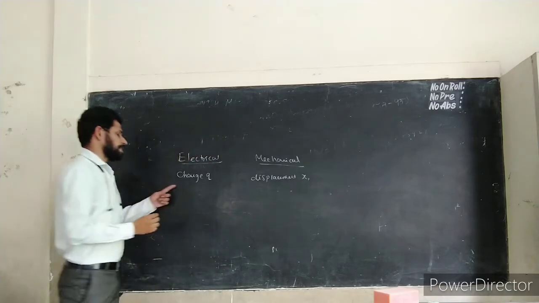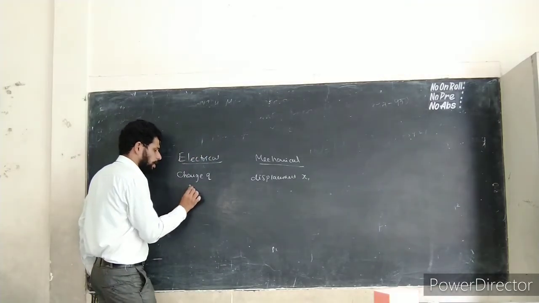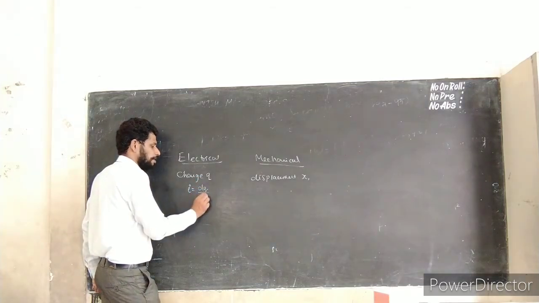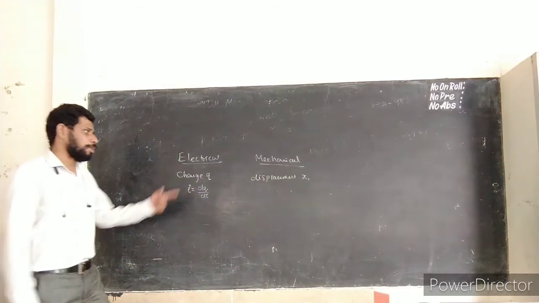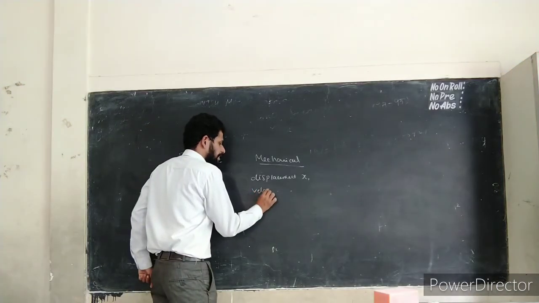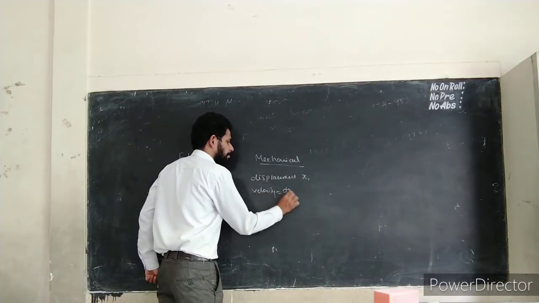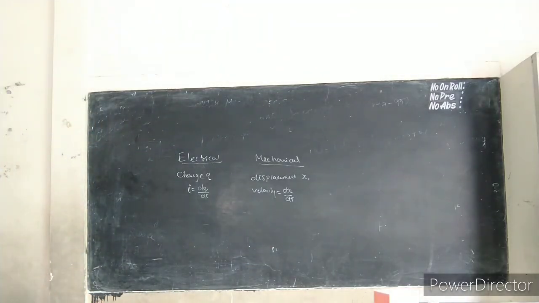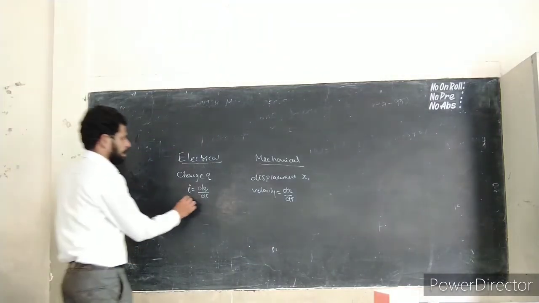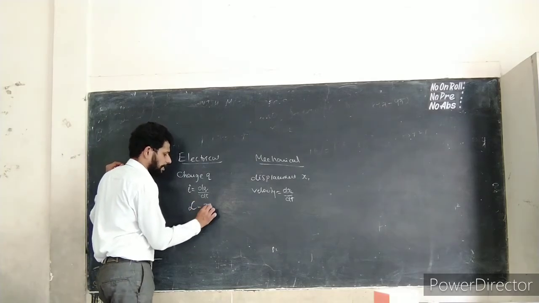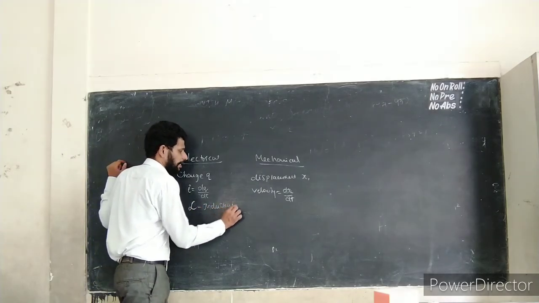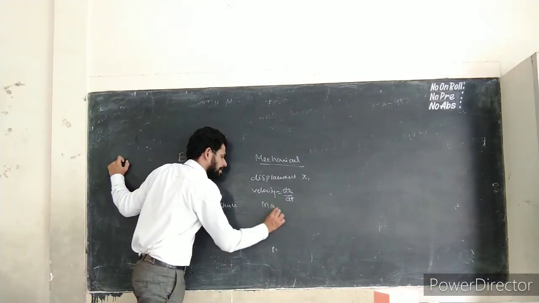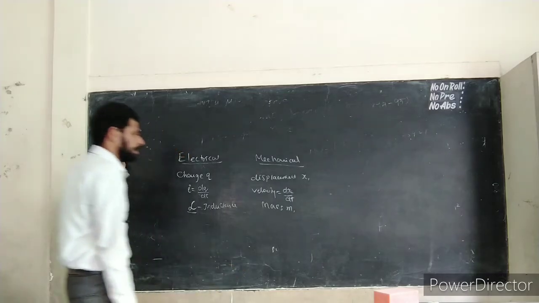Now, what is the current I? Current is nothing but the rate of flow of charge in a particular time. What is the velocity here? The velocity is nothing but the rate of change of displacement. Here we have the inductance L, which plays the role of magnitude, and here I have the mass M.